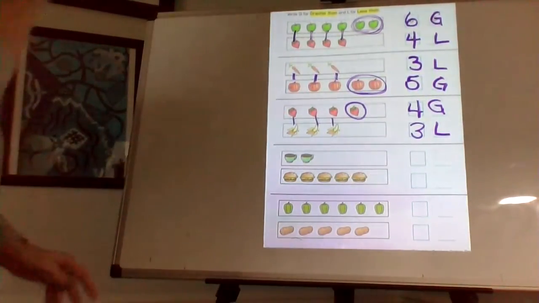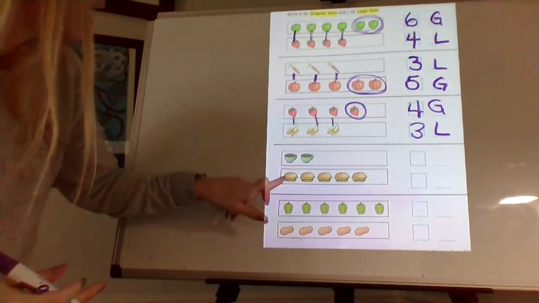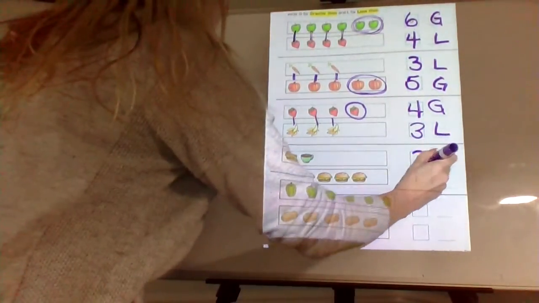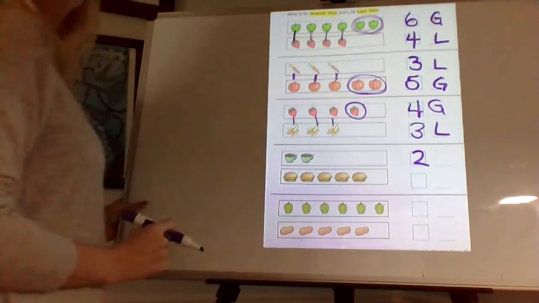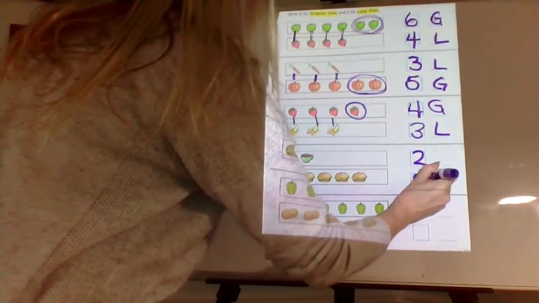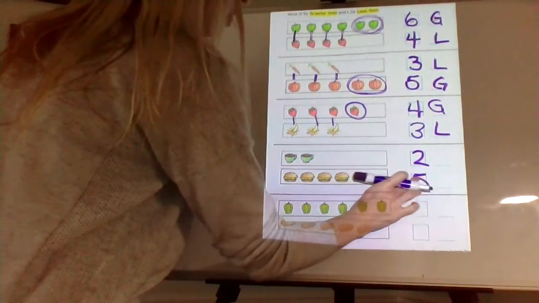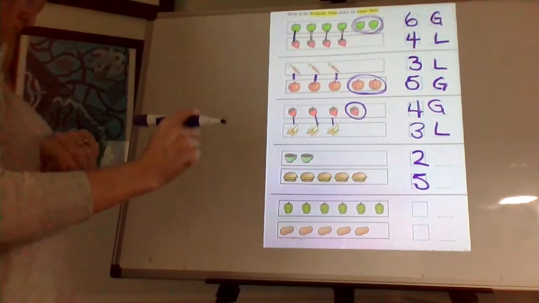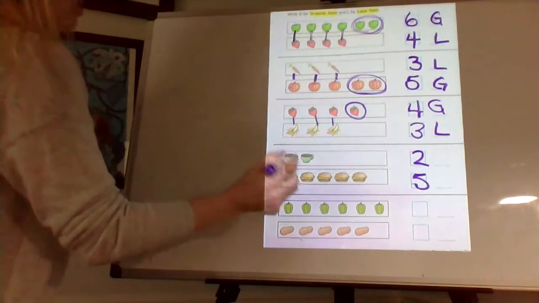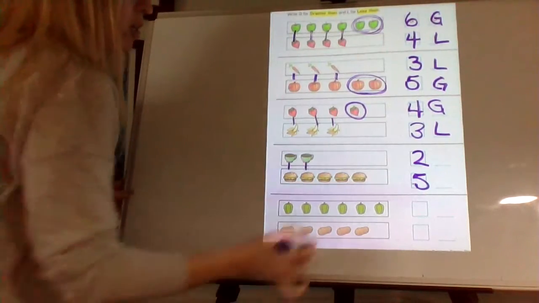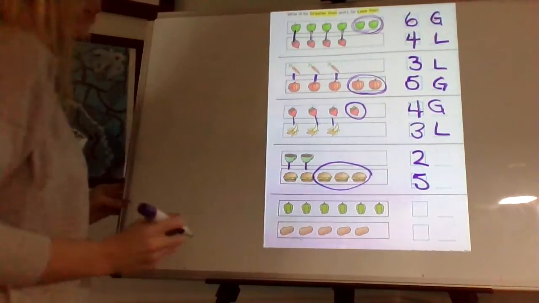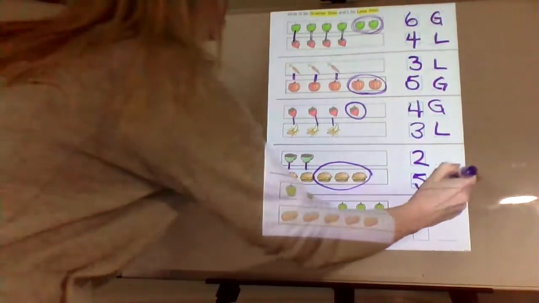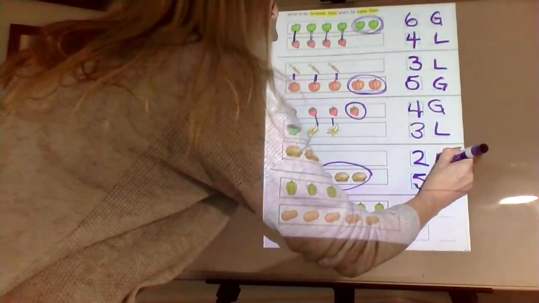L for less. Okay, let's look at the teacups and the hamburgers. How many teacups? 2. How many burgers? 5. Okay. Do you know which one is greater? Okay, let's check and see. Let's match these up. Oh, look at all these extra burgers we have here. Which is greater, the cups or the burgers? The burgers, 5 is greater than 2, so 2 is less.